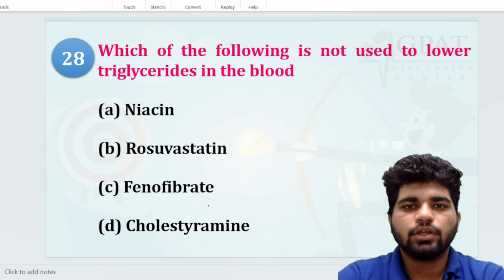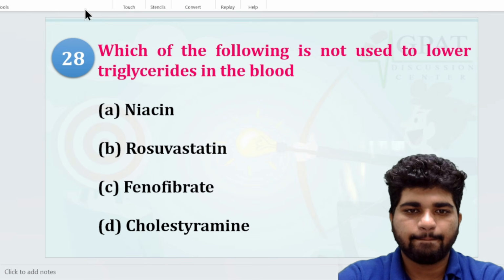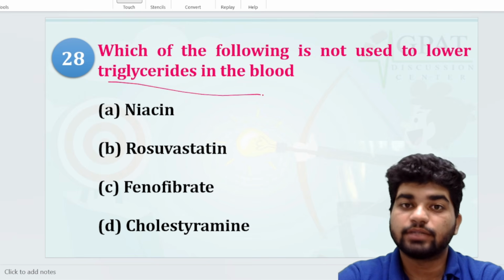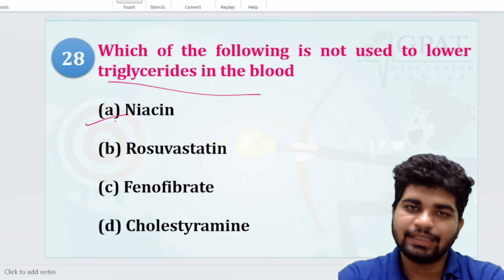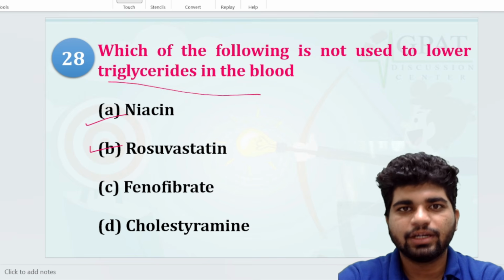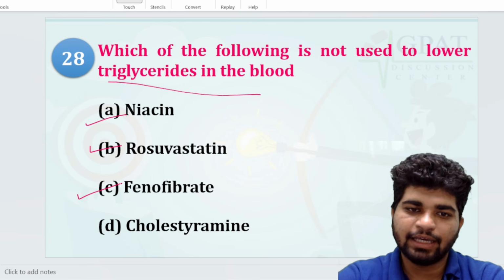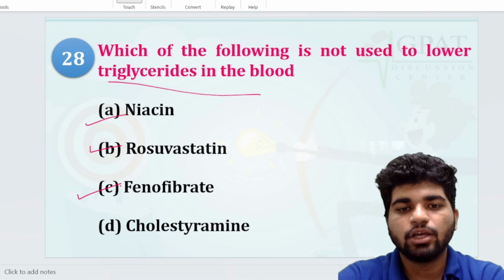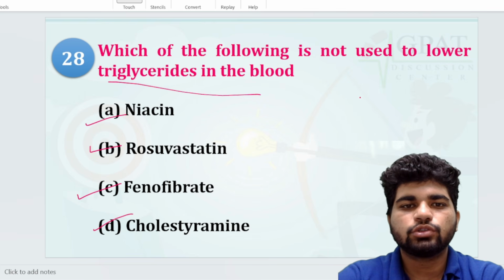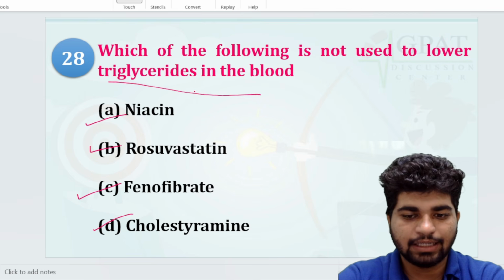Okay, sure. Which of the following is not used to lower the triglyceride in the blood? That's a nice question. Niacin, yes, obviously. Rosuvastatin, atorvastatin, pravastatin, you know it. Fenofibrate, yes, PPAR alpha activity. Cholestyramine isn't used to lower the triglyceride.